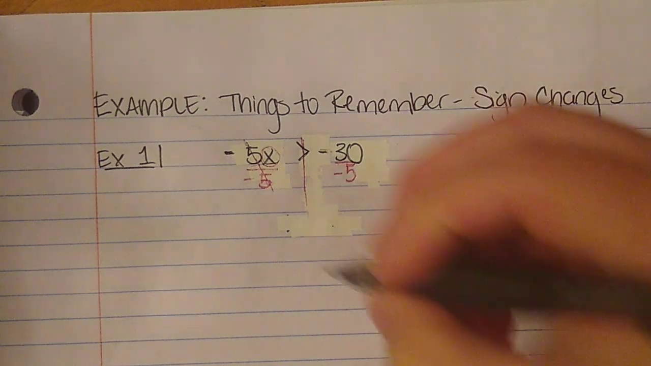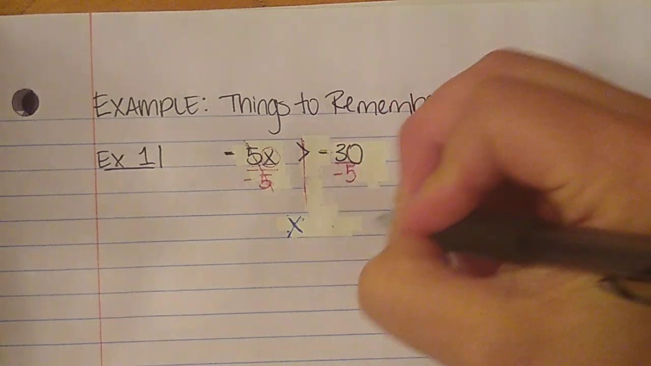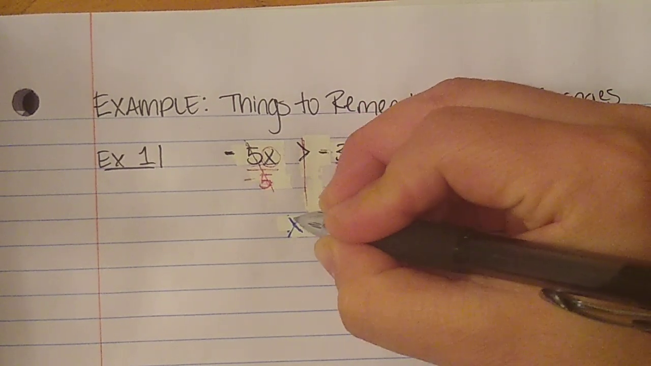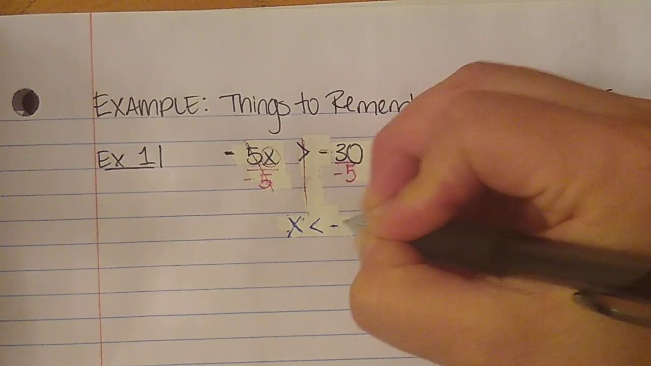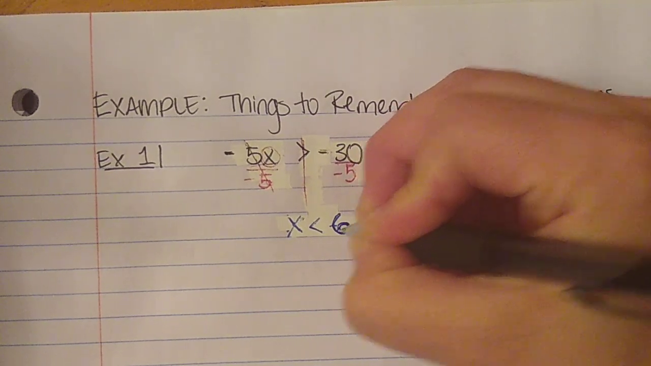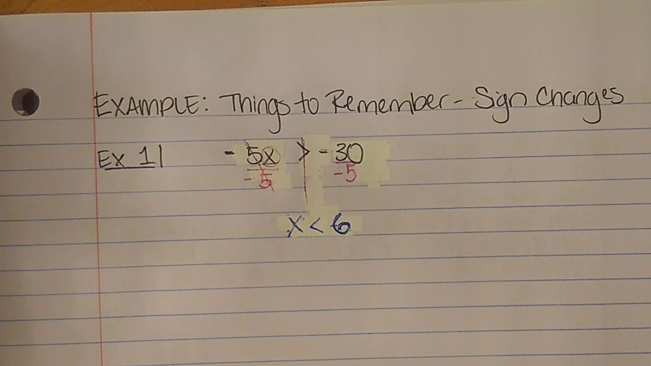Whatever I do to one side of my equation or inequality, I must do to the other. So I end up with x is less than, so I change my inequality from greater than to less than because I divided by a negative, positive 6, because negative 30 divided by negative 5 is positive 6. So that's my solution. Simple one to graph, but let's talk about why before we graph it.